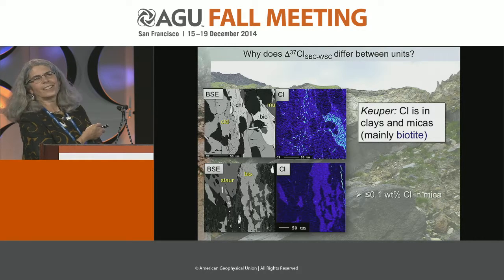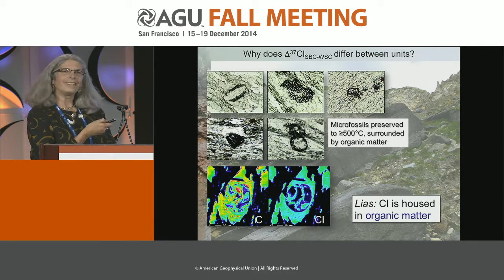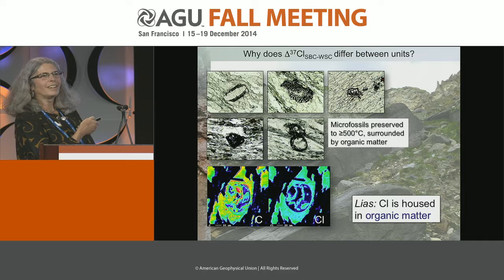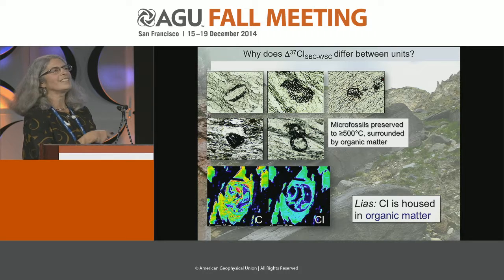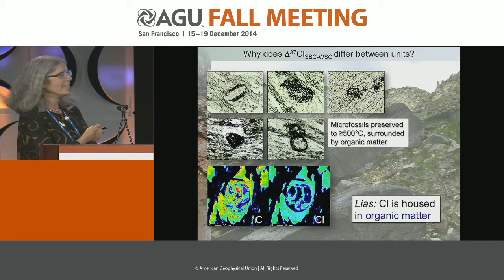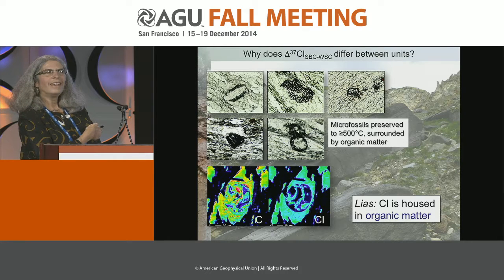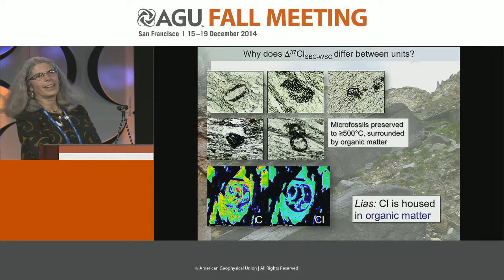Now let's take a look at those black shales that show the weird fractionation behavior. And what's really intriguing about these rocks is that even up at 550, 575 degrees centigrade, there are microfossils that are recognizable in the black shale equivalents and in the organic limestone equivalents. And all of these little microfossils have a lot of organic carbon surrounding them and within them. And it turns out that if we do X-ray maps on the microprobe, this is for carbon and this is for chlorine, the chlorine is all housed in that organic matter.